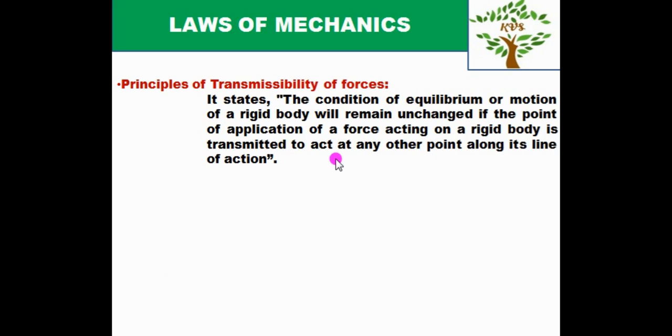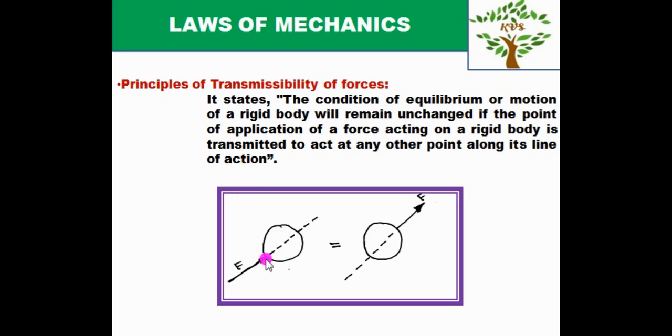Principles of transmissibility of forces. This law helps us to transfer a force from one point to another point, but in the same line of action. It states the condition of equilibrium or motion of a rigid body will remain unchanged if the point of application of a force acting on a rigid body is transmitted to act at any other point along its line of action, which means in this body a force F is acting at this point here. This force can be transmitted to act at some other point here, but the line of action of the force should lie on the same line.